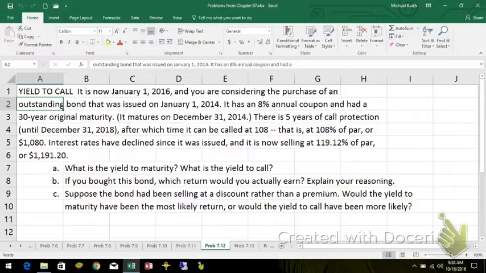The price reflects everybody's best estimations of whether the bond's going to be called or not. So what we want to do is calculate yield to maturity and yield to call. From an investor standpoint, whichever one's lower is what you can probably expect.